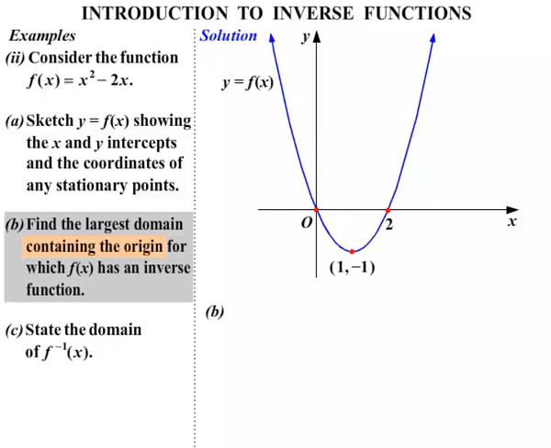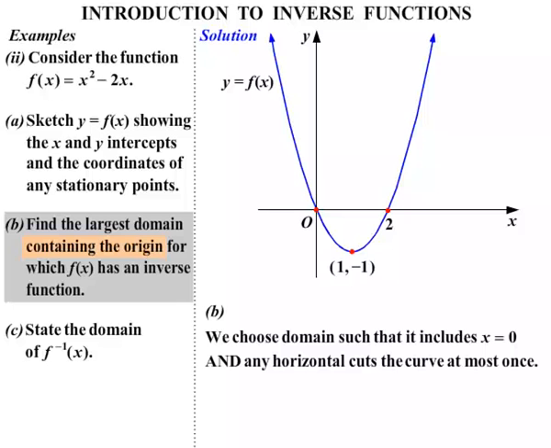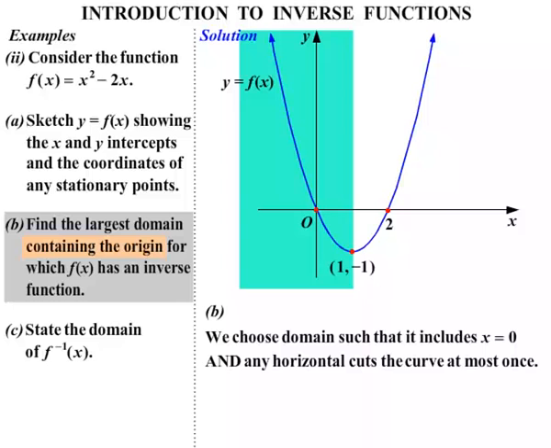So we need to restrict the domain in such a way that it contains the origin. So we're going to choose the domain such that it includes x equals 0 and any horizontal cuts the curve at most once. So that area I've highlighted there would satisfy that criteria. It includes the origin, and if we were to construct horizontal lines through that, it would only hit that part of the curve once. So we're going to restrict the domain then to be x is less than or equal to 1.